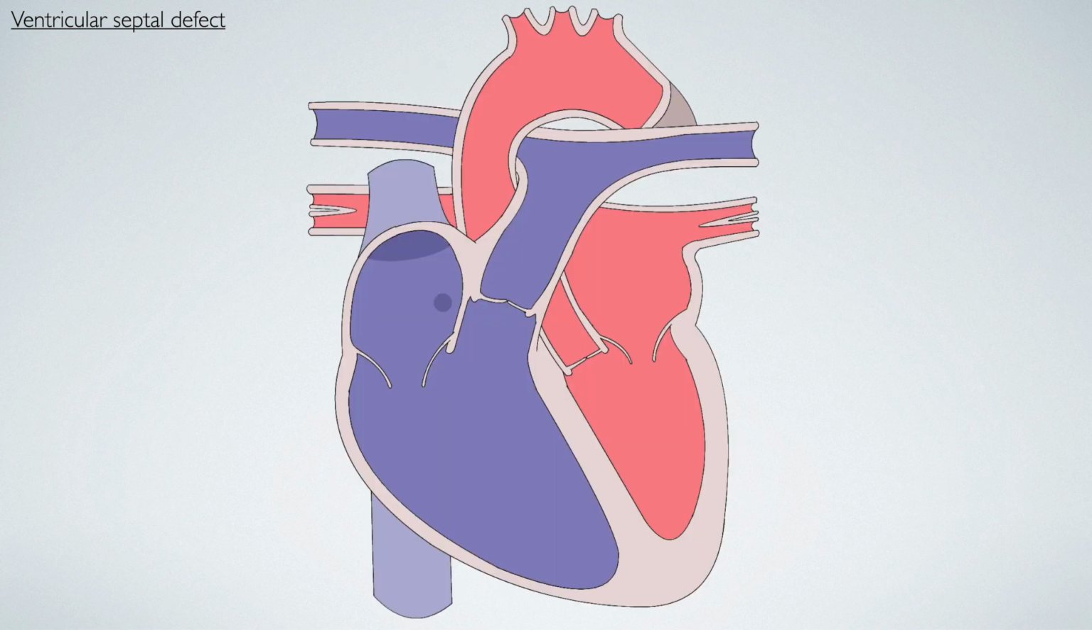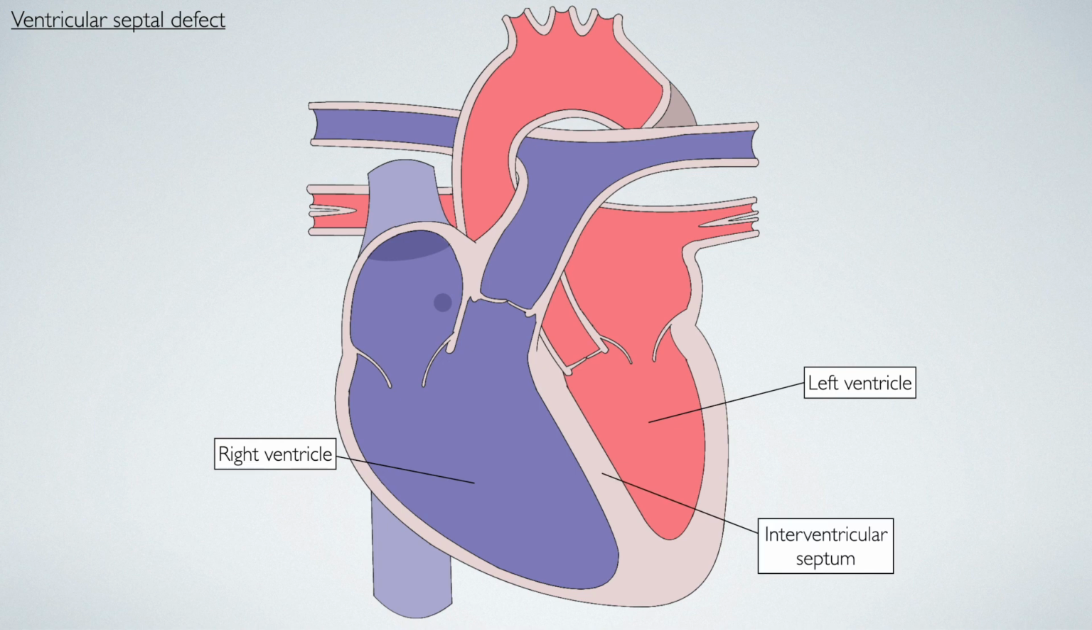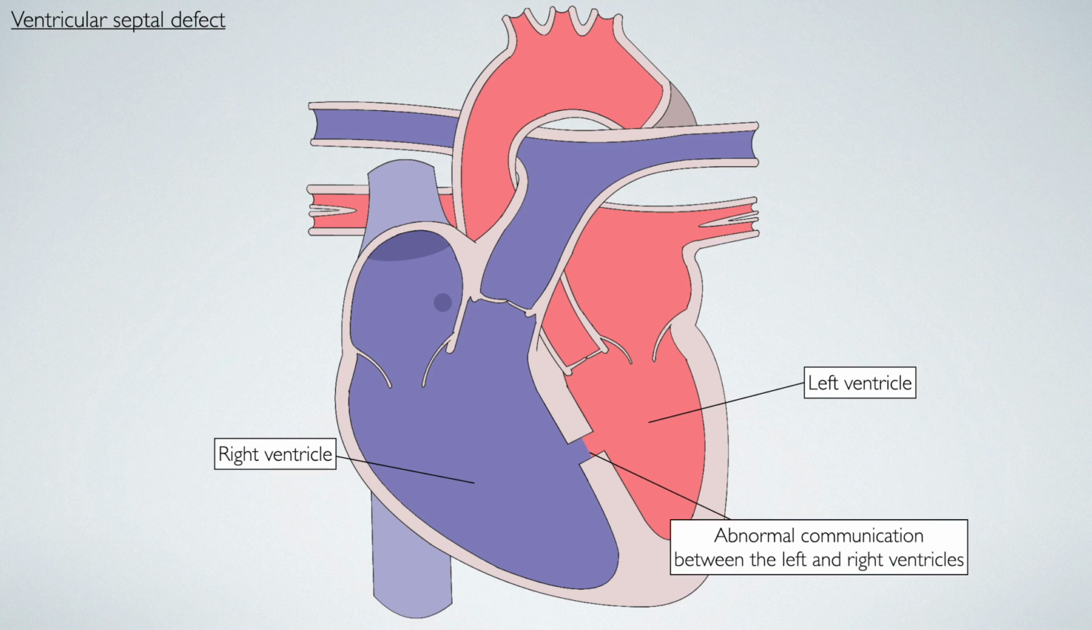Let's take a moment to look at the anatomy of the ventricular septal defect. The left and right ventricle are separated by a thin membrane of tissue known as the interventricular septum. It is here where ventricular septal defects occur. This defect allows for an abnormal communication between the left and the right ventricle.